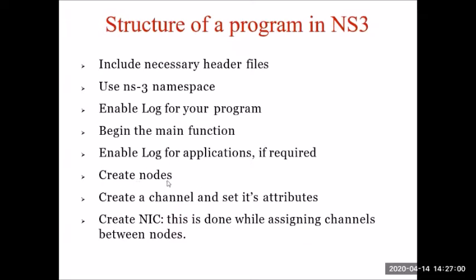Next, you'll create the nodes. Remember, a node is an empty box. And once these nodes are created, we should go on adding things one by one. We'll create a channel to connect two different nodes, either two or multiple nodes. We can create the channel as a medium, and we have to set the attributes in the channel. So what are the different attributes? Like the bandwidth of the channel, the data rate, the queue size, we are going to set everything for the given channel.